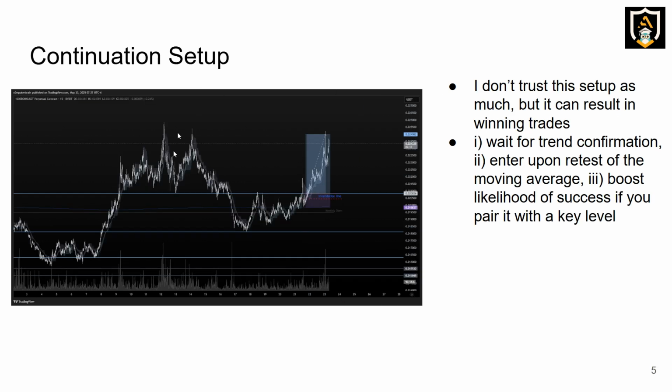Then you have the continuation setup, which is a little bit different. It's a little zoomed out here, but you can see it reclaims here, and it just bounces along. It does lose it here again, but it reclaims it. I would say this is all one smooth continuation of a trend. For me, when I flipped this level, I said, hey, it's continuing the trend. It's flipping the level. Game on. This is a trade I actually did take.